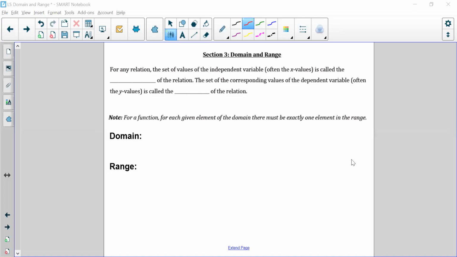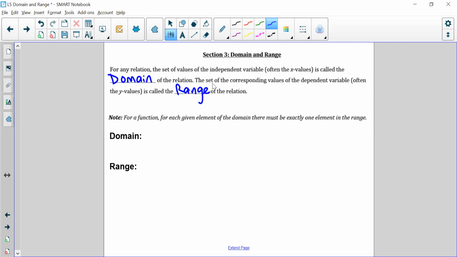Okay, so we're focusing on domain and range. Which one is the x values of a function? Domain or range, which one is the x values of a function? Domain. Awesome, thank you, Isaac. And then by default, that means range is the y values.